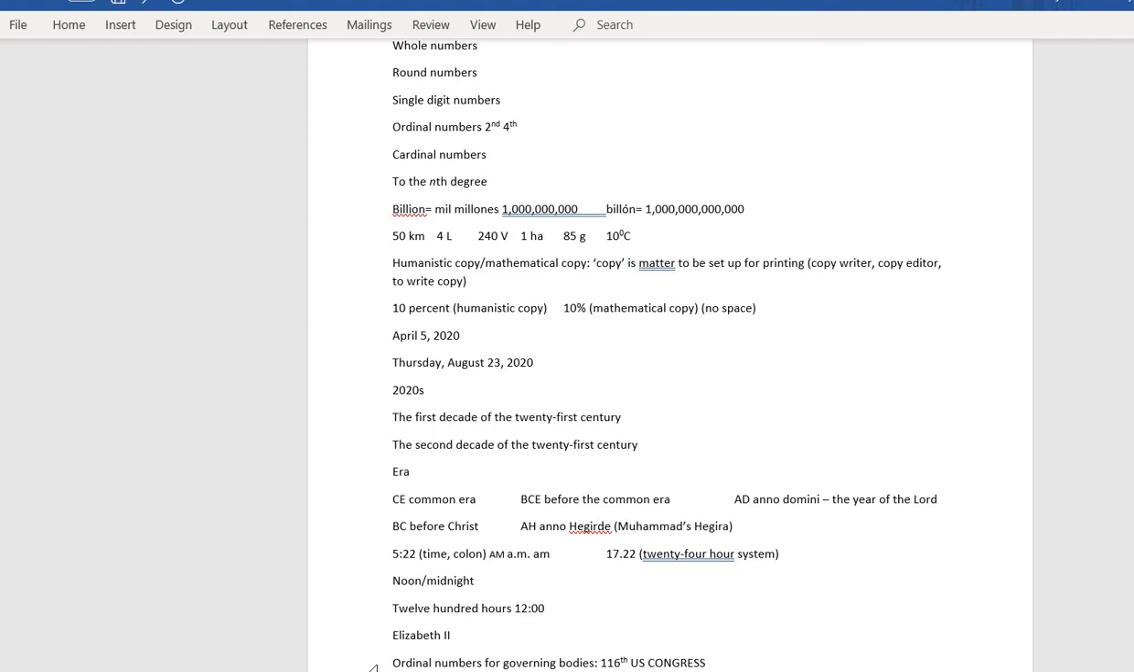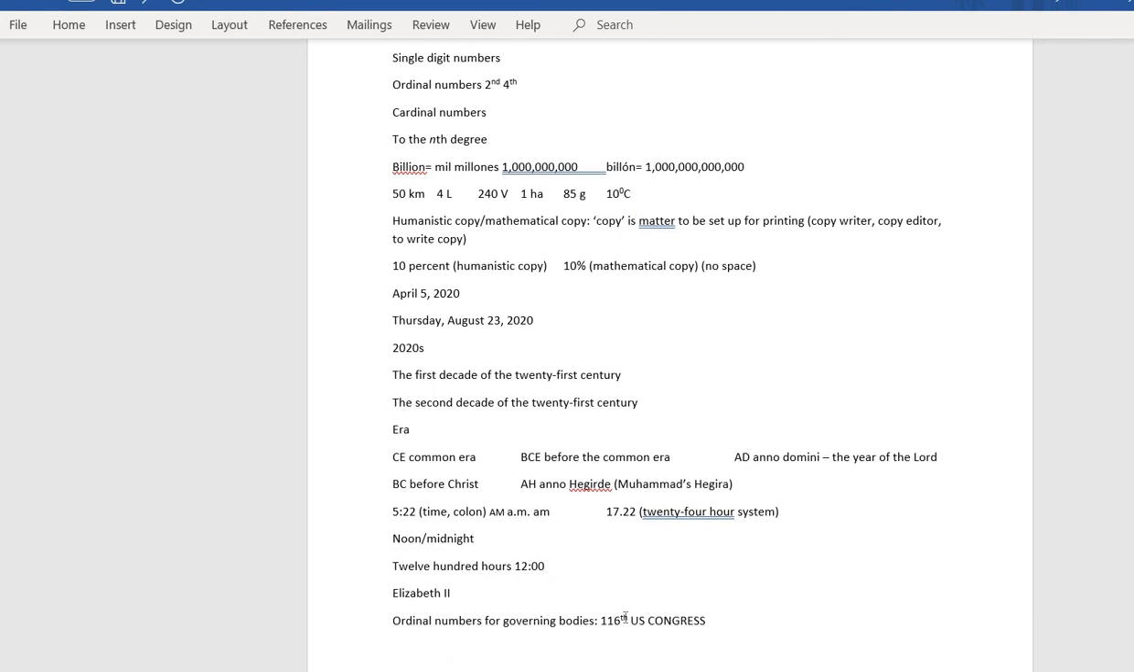And also in English we count congresses, so we speak about, sorry, let me, because that was the end of this, ordinal numbers for governing bodies, right? So we speak about the 116th U.S. Congress right now. The next one will be in November. Now, this is a very brief summary of what the Chicago Manual of Style says.